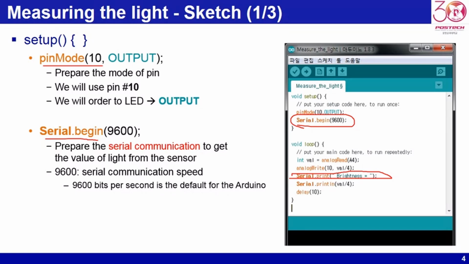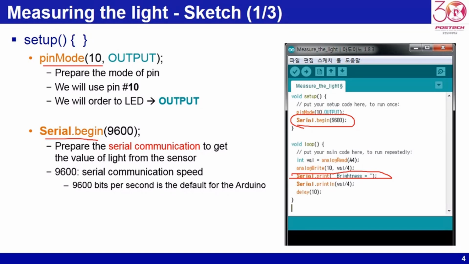Then, according to the amount of light, the current flows from digital pin number 10 with output mode and goes to the LED. At this time, it adjusts the LED brightness by the amount of light measured while passing through the LED. So here is the sketch for the light measuring circuit.